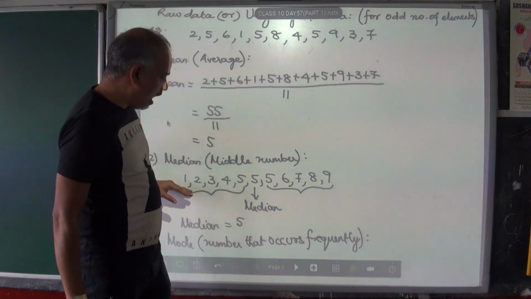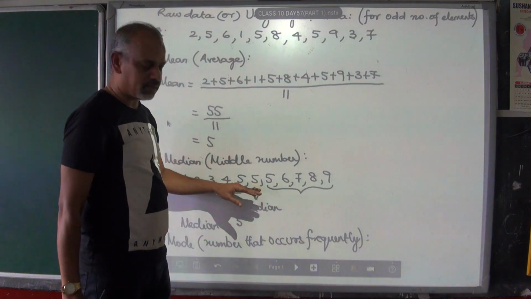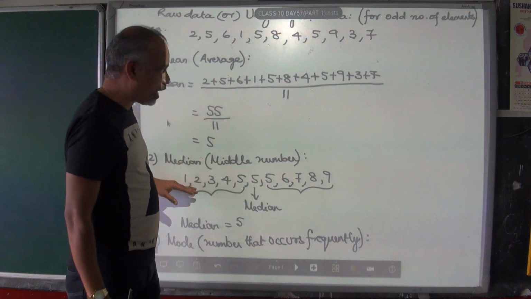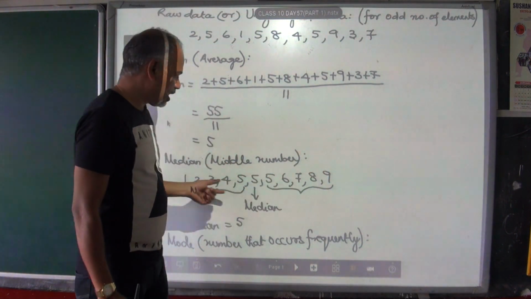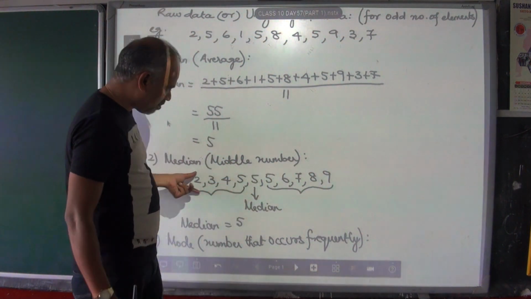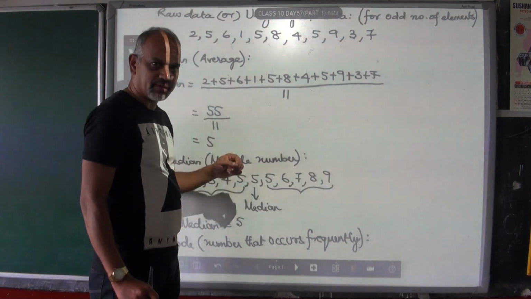After arranging them, this is important: when you find median, you have to arrange the raw data that is given in ascending order. After that, you know that the number of elements that are there are 11.